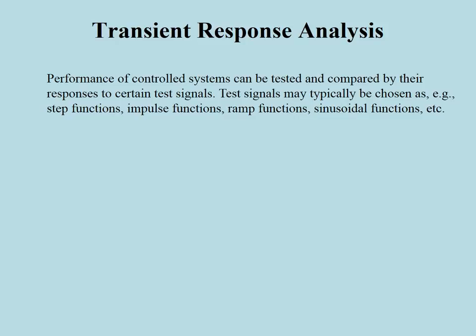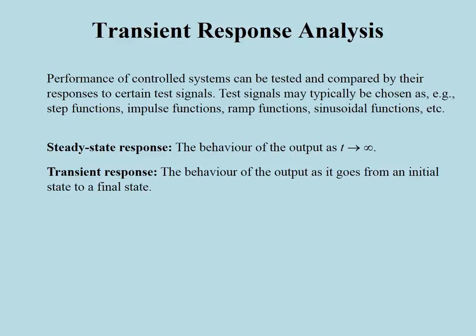In fact, the response that a dynamic system gives to a certain input signal can be analyzed in two parts. The first one is the steady-state response. It is the behavior of the output as time tends to infinity, that is, it's what you get after you wait sufficiently long. The other one is the transient response. It is defined as the behavior of the output as it goes from an initial state to a final state. That is, it is what you get until you reach steady state.